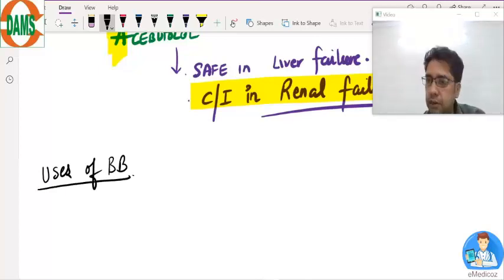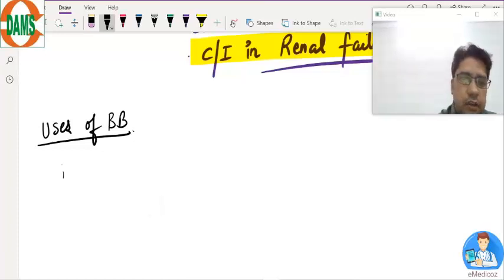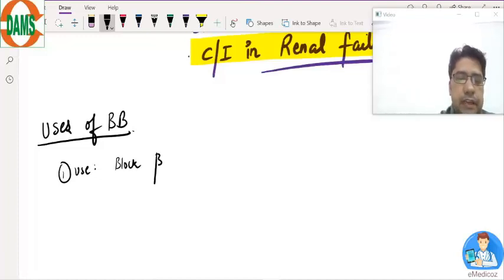Uses of beta blockers. Now the uses are very simple. We will divide the uses into 2 types. First, you will write uses in which you want to block beta 1 only.